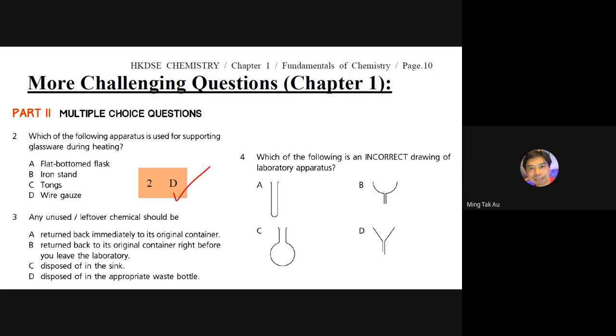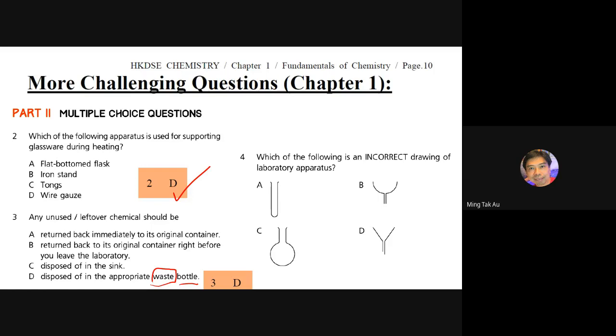Okay, and question 3. Any unused or left over, 即係用剩咗嗰啲，食嘢食剩咗 left over. Any unused or left over chemicals should be... Okay, so what is your answer? Class number 29, Terry. D. Dog. Okay, correct. Very good. Disposed in the solids in the waste bottle. Okay. Usually we have a waste bottle.